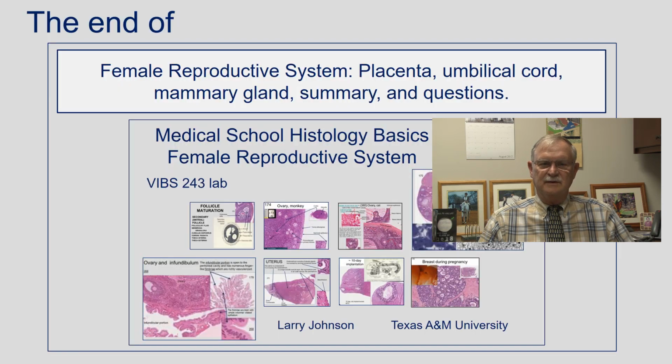This is the end of the female reproductive tract. That is the placenta, umbilical cord, mammary gland, summary, and questions. Thank you.